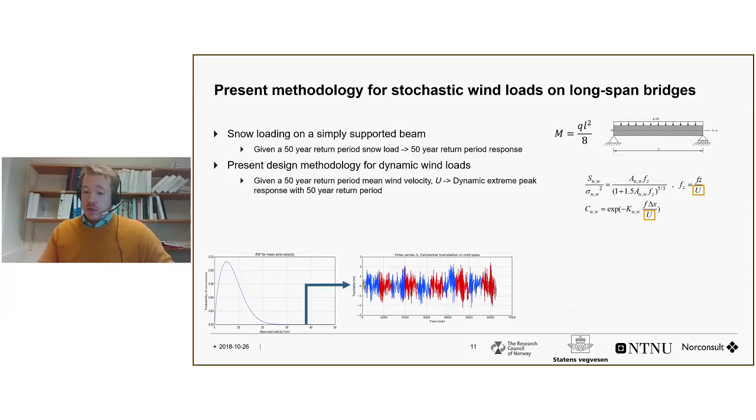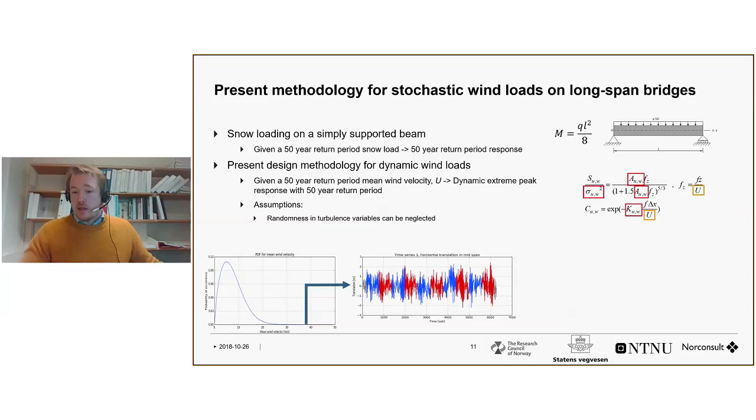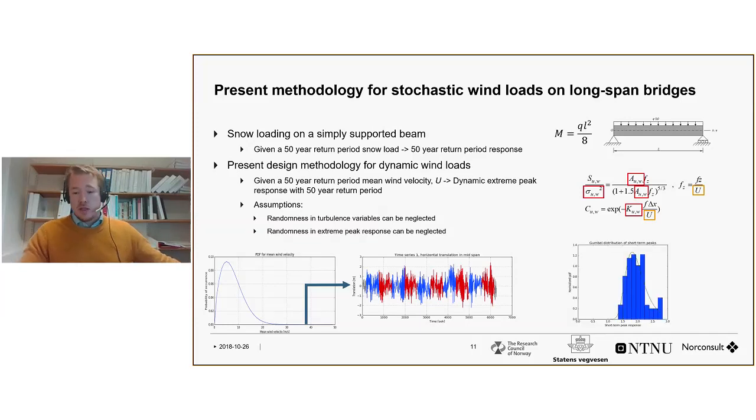Based on the general assumptions that I showed on the previous slide, the dynamic wind field can be modeled as a stochastic process, provided the spectral input shown here. And we are saying now that this spectral input is so dominated by the mean wind velocity that all other parameters can be chosen deterministically based on codes or qualitative considerations. In other words, the assumption is that the randomness of all the turbulence variables can be neglected. Another assumption that is the basis for the present methodology is that the randomness in peak response can be neglected.